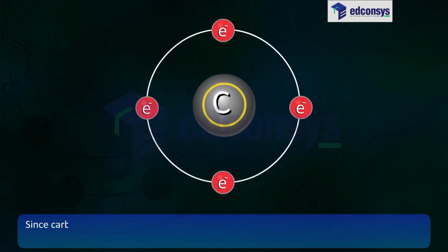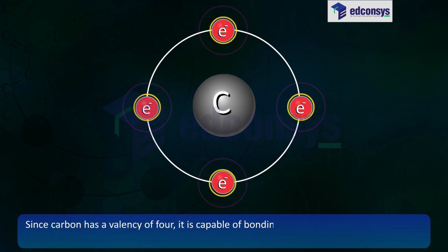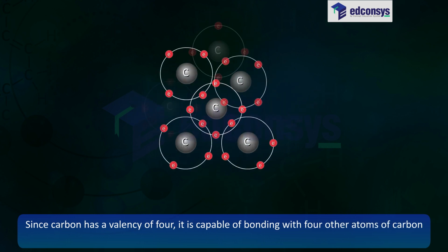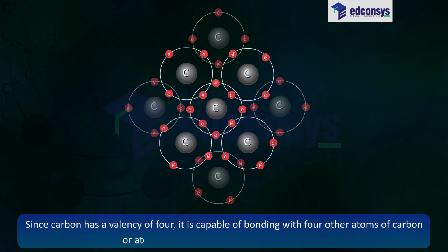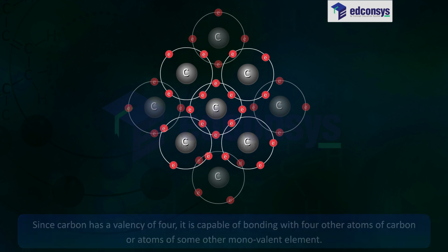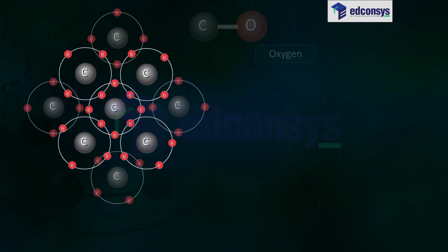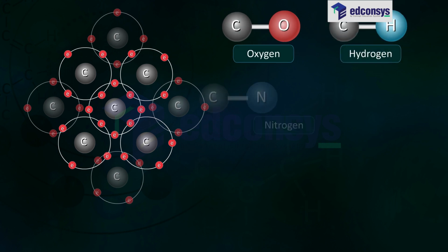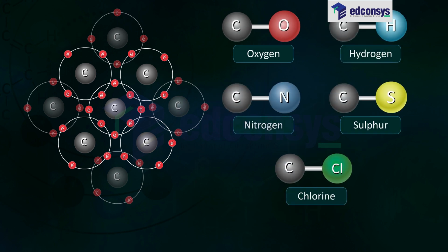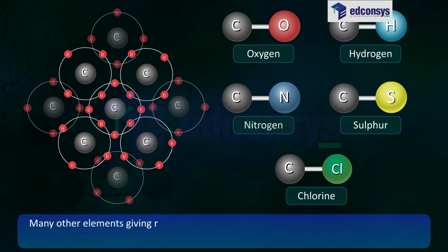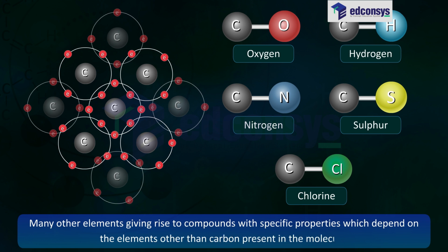Second, since carbon has a valency of 4, it is capable of bonding with 4 other atoms of carbon or atoms of some other monovalent element. Compounds of carbon are formed with oxygen, hydrogen, nitrogen, sulfur, chlorine, and many other elements, giving rise to compounds with specific properties which depend on the elements other than carbon present in the molecule.